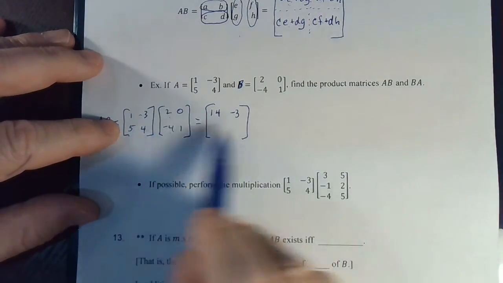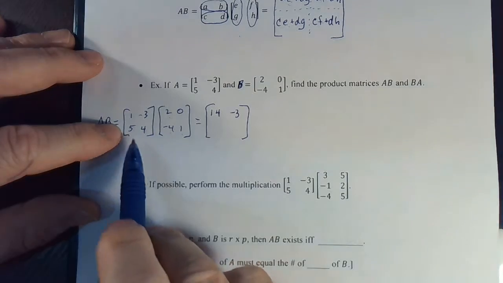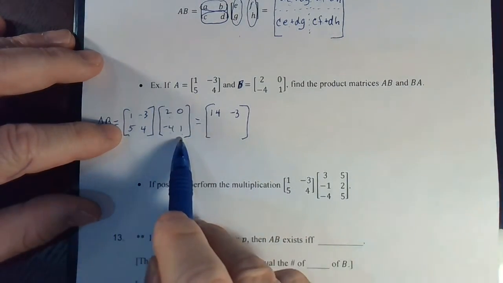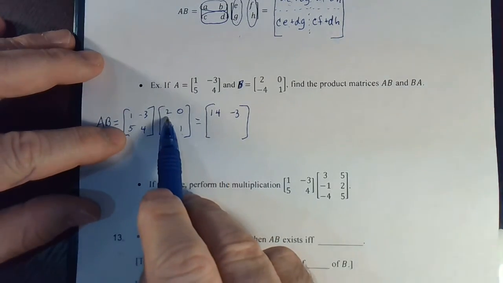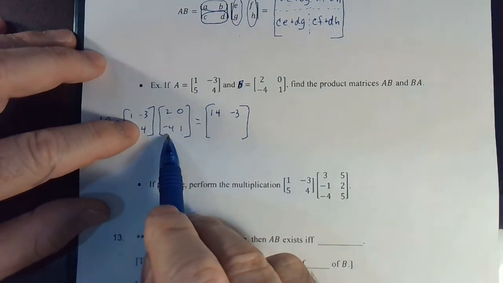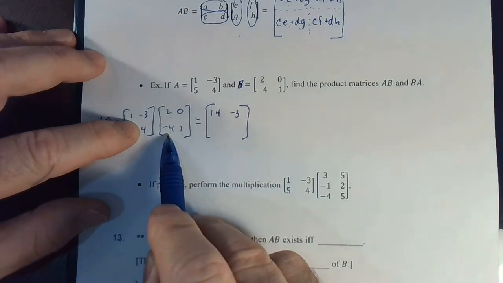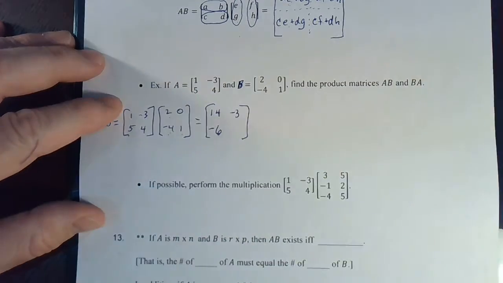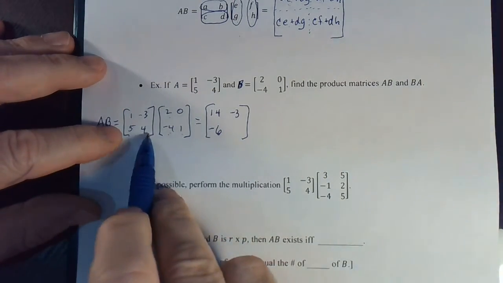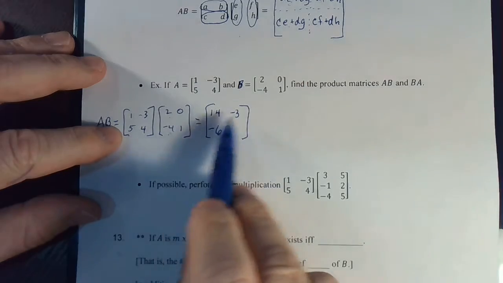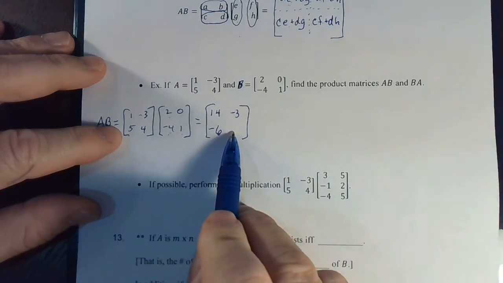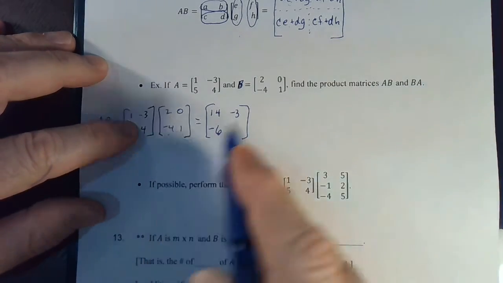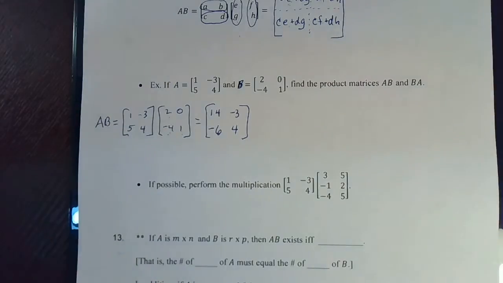Now we're going down to the second row. So I'm going to take the second row of the first matrix and multiply by this column. And then I'll take the second row and multiply by that column to get the last two numbers. 5 times 2 is a 10. 4 times -4 is -16. Add those together and you get -6. Row 2 times column 2 will give us the row 2, column 2 value in the product matrix. So 5 times 0 is 0, 4 times 1 is 4. All right, simple as that.